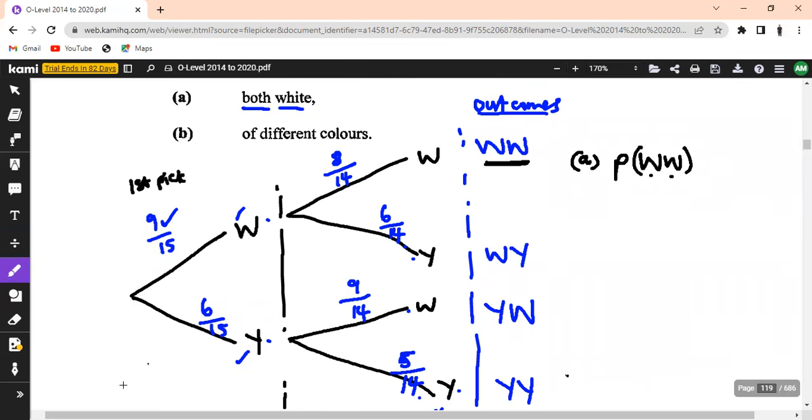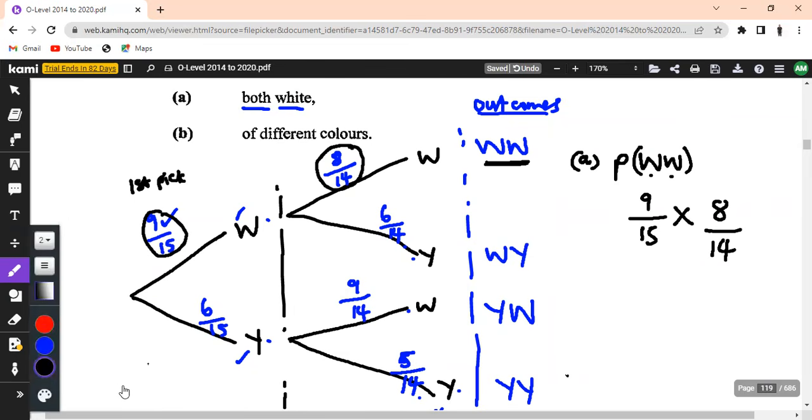So this white, white simply means you multiply the first white, which was 9 out of 15, times the second white in that branch, which was 8 out of 14. If it was with replacement, it would remain as 9 out of 15, but this you are treating as without replacement.